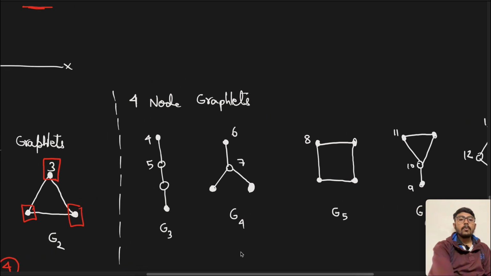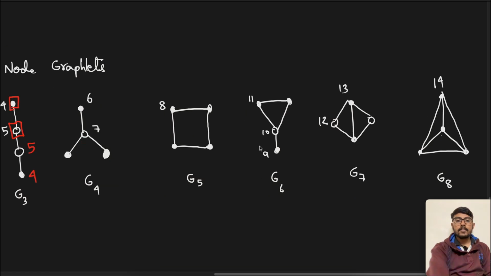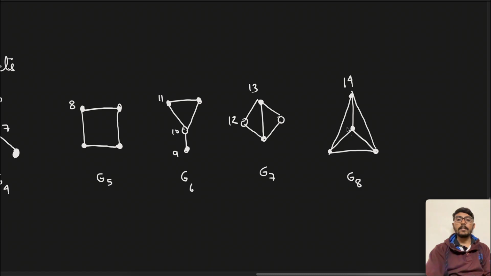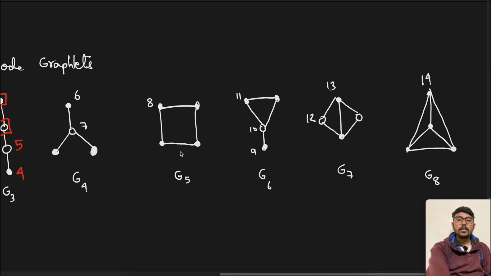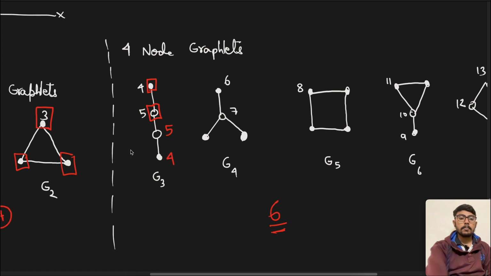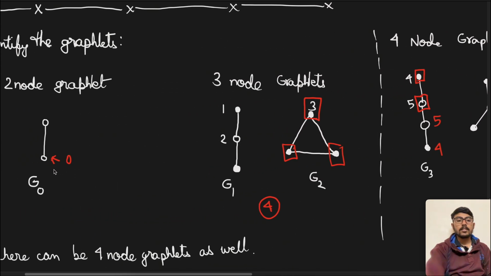Now 4 node graphlets. So in 4 node graphlets, again the same thing, 4 will be here and then 5 will be here. Similarly 5 is here and then again 4. In here you will find 6 and 7, then 8 for G5, then 9, 10, 11, then 12 and 13, and finally 14. So if we look into this, we found that we got 6 graphs that are different in shape that can be created from 4 node graphlets. Similarly, we had got 2, in this case 2 graphs, and here just 1.